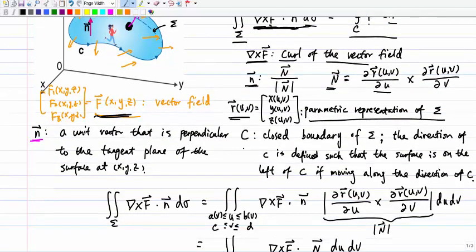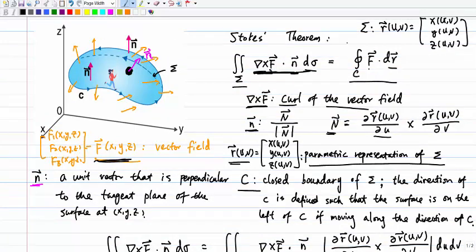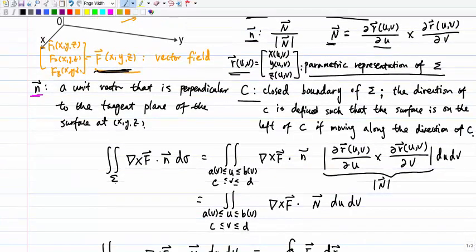Okay, I already explained C. C is the closed boundary of sigma, and the direction of C is defined such that the surface is on the left of C if moving along the direction of C. So this is the original form of the Stokes theorem. Now, if we compute the left hand side a little bit, if we compute the surface integral in this way, remember from the previous lecture, we talked about how to write a surface integral as a double integral.